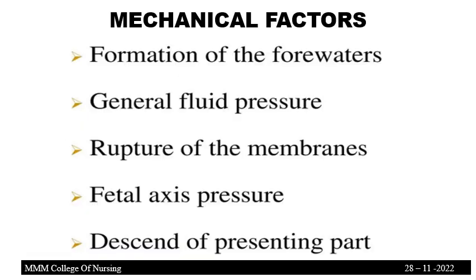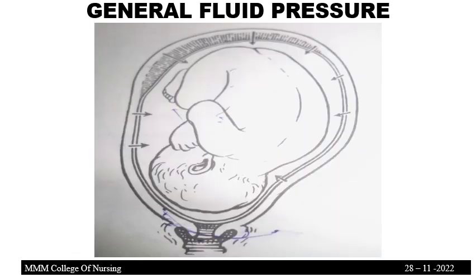So this is about the physiological factors in the first stage of labor. Next we'll see the mechanical factors which contribute to labor. First is the formation of water, general fluid pressure, rupture of membranes, fetal axis pressure, and descent of the presenting part. So this is the general fluid pressure.